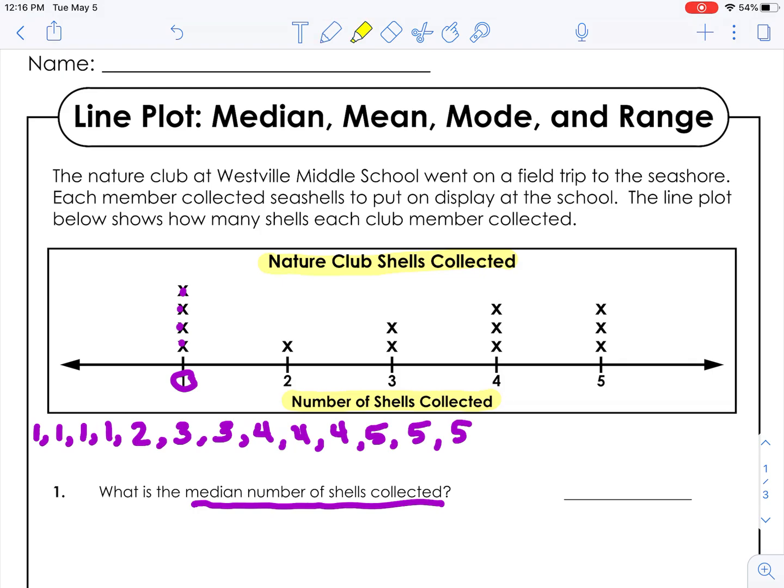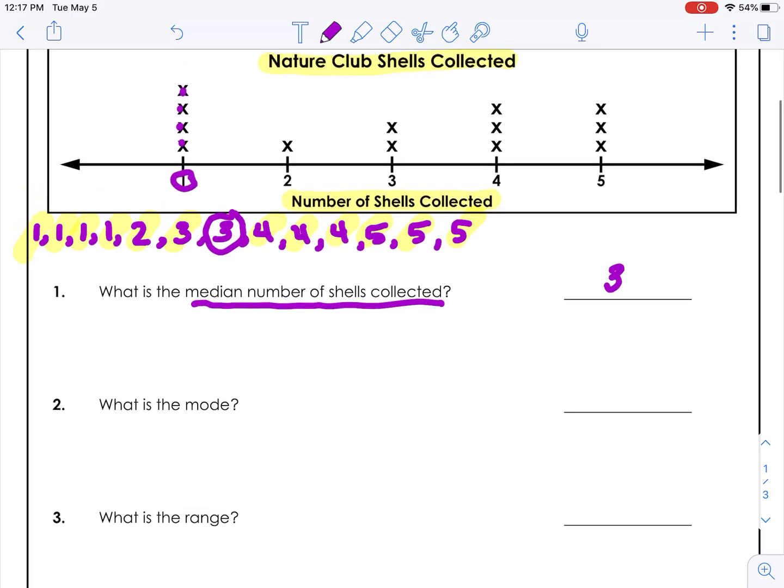To find the median, we're going to go back and forth and cross off a piece of data and work our way to the middle. Median is our middle score. As we can see, when we get to the middle of our data, we have a 3. So that's our median.